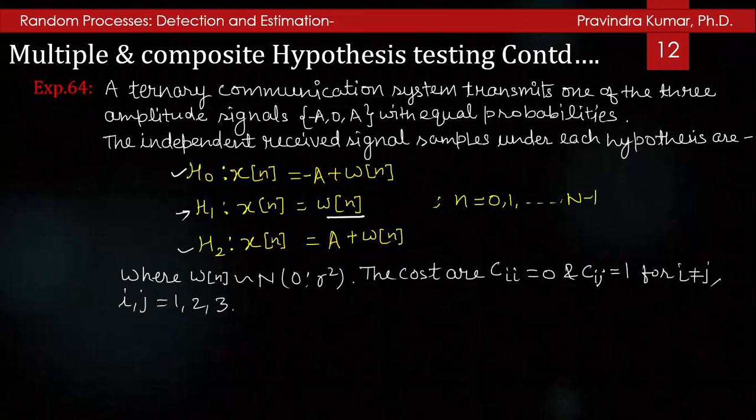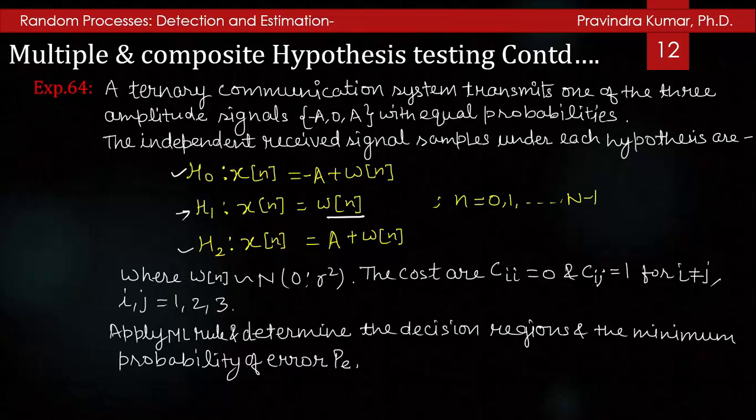Here omega n is Gaussian with mean 0 and variance sigma square, and the costs are Cii equal to 0 and Cij equal to 1 for i not equal to j, where i and j are 1, 2, 3. So apply the ML rule, the maximum likelihood rule, and determine the decision regions and the minimum probability of error.